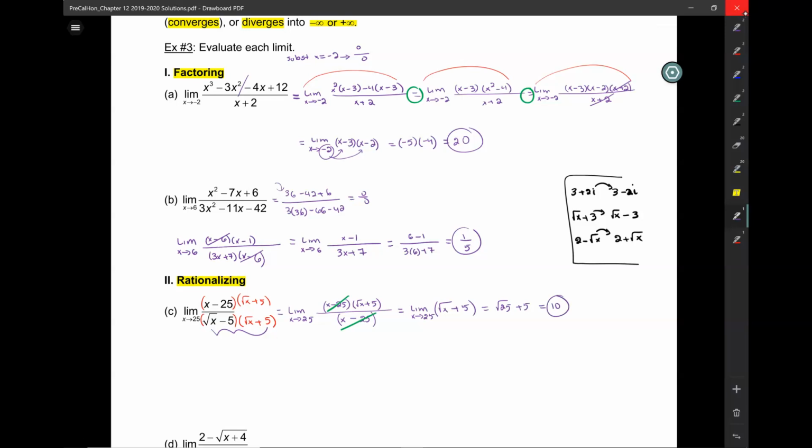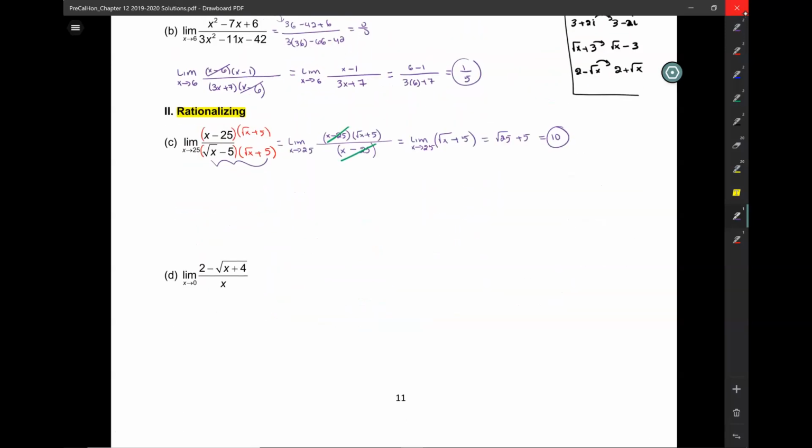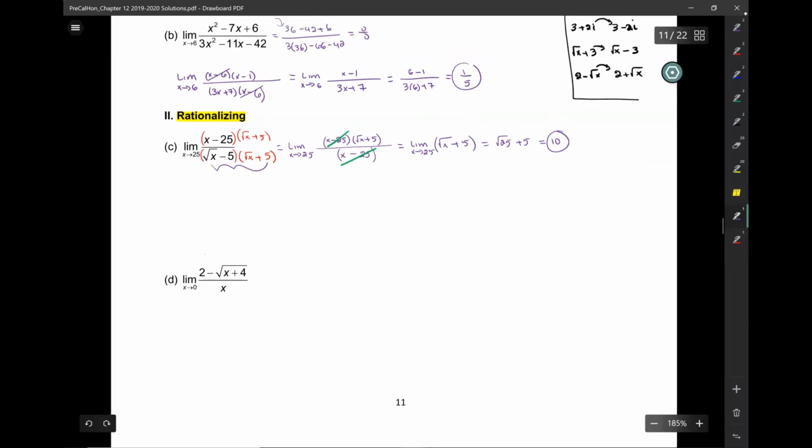Now you're probably asking, okay, you probably got lucky on that one. They canceled out. Is that going to happen every single time? Every single time. The only time that won't happen is if we've made a mistake somewhere. So let's just try it out with this one. The limit as x approaches 0 of this function. When I plug in 0, I'm going to get 2 minus the square root of 0 plus 4. That's 2 minus 2, 0, divided by 0.